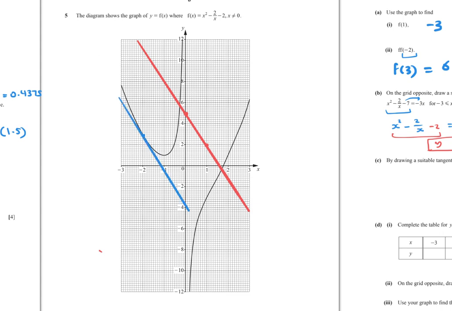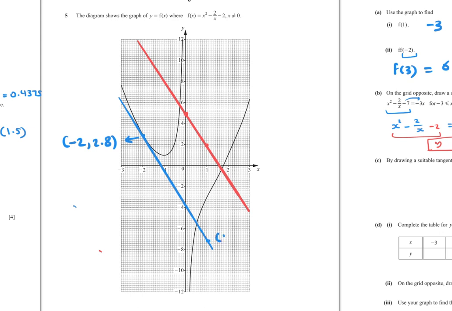This is the line. Now find the gradient for this line. You can pick 2 points on the line. The first point, we can consider, negative 2 and 2.8. So negative 2 and 2.8. One more point, for example, 1 and negative 7.